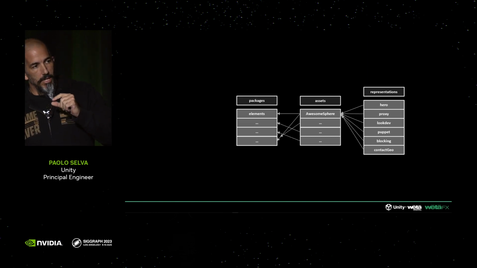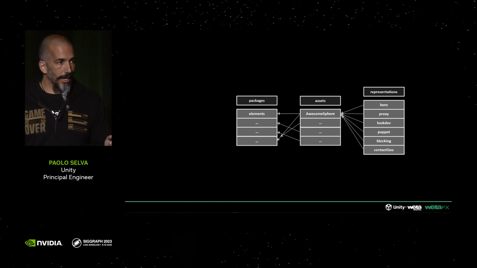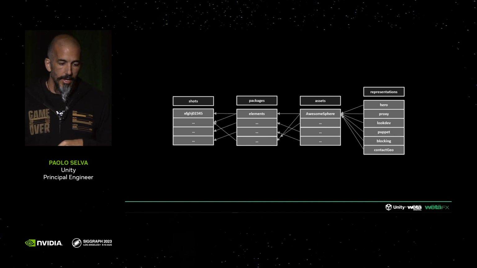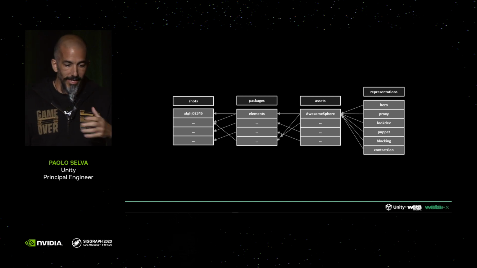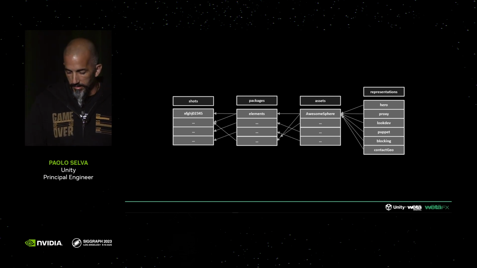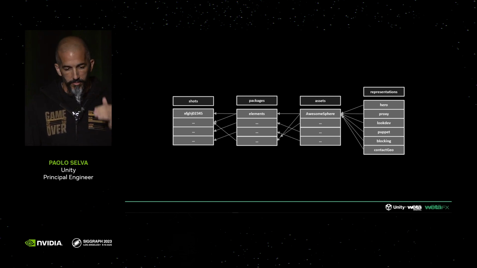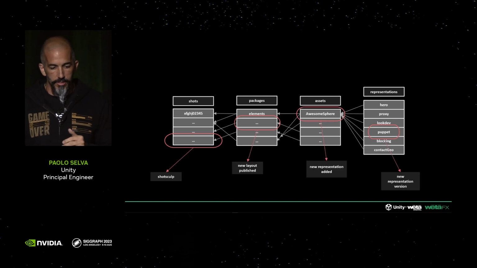Each asset can be placed into different element packages. The element packages are basically the layouts of how the assets are placed for specific shots. Different element packages can actually be used in multiple shots. They can be reused. That could be the concept of master layouts or just very specific layouts per shot.